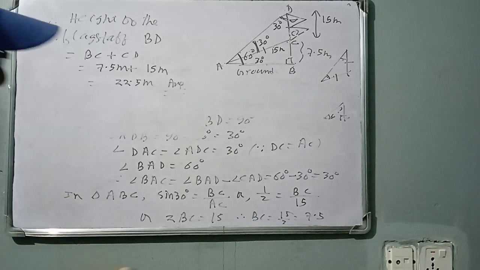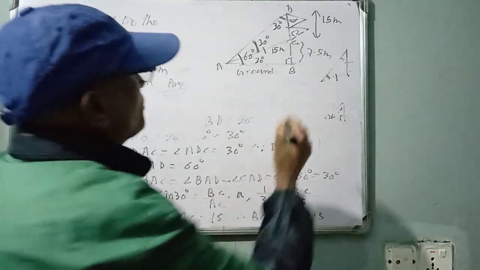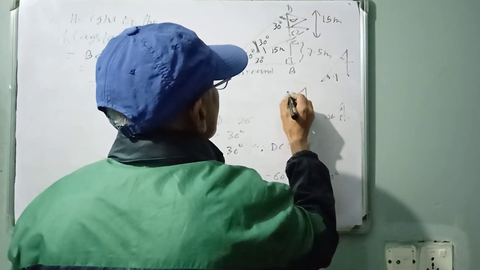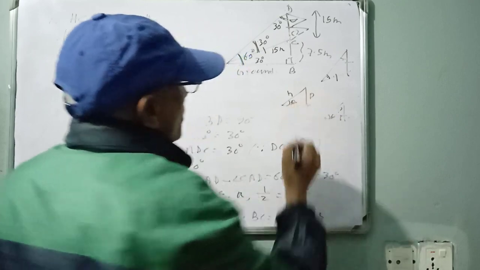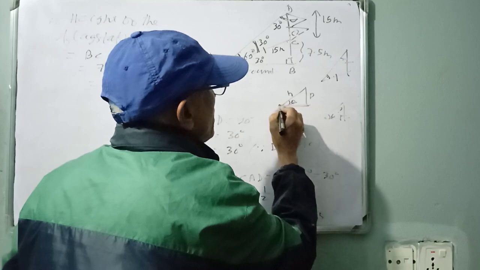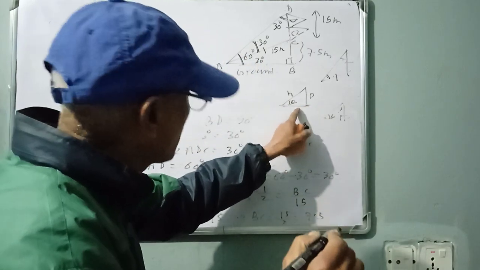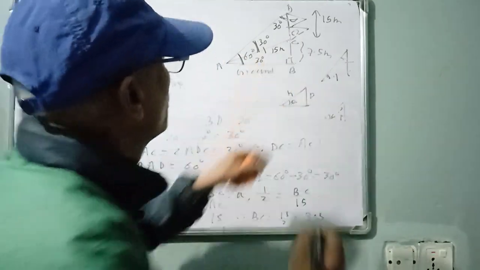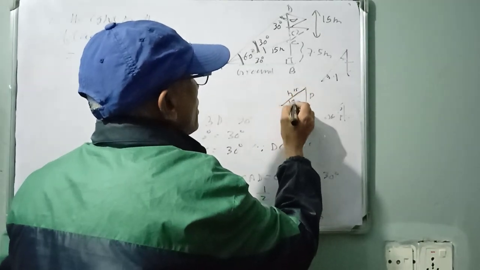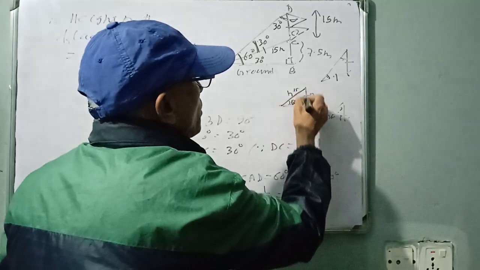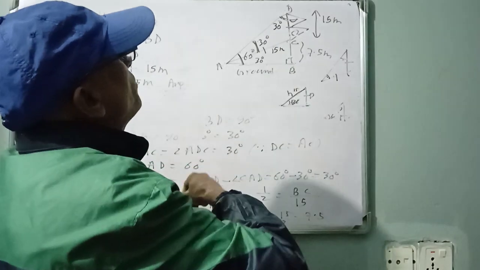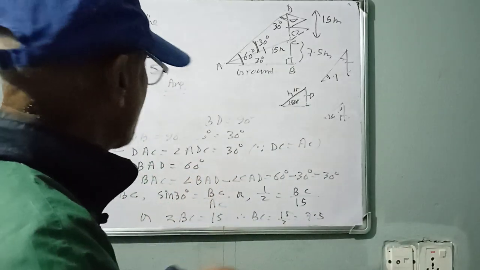But remember, you have to take sine because this angle is given, this side is given, you have to take sine theta equal P by H. But this side is not given and not asked. The value of AC is 15 meters. So 15 meter and angle 30 degree are given. So to find P, take sine. Take sine to find BC, add CD, and find the total height.